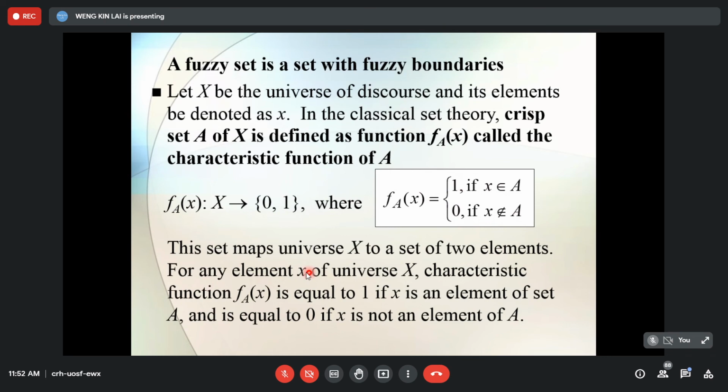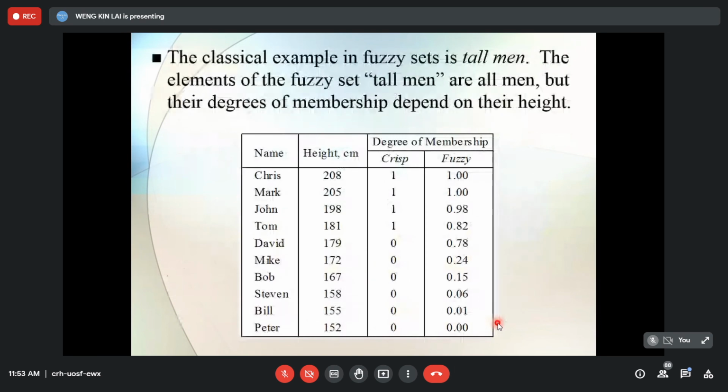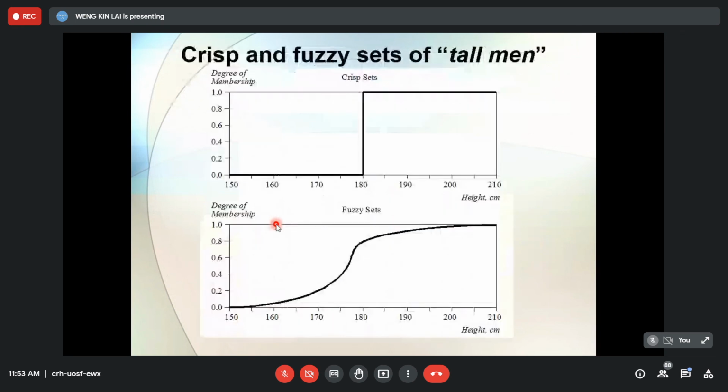So for any element x, in this case, Tom, John, David, and so on and so forth, the characteristic function f_A of x is equal to 1 if x, the element inside this vector, is an element of the set A, belongs to tall men, and equal to 0 if x is not an element of A, so it's not belonging to the set of tall men. So in our example here, you can see that only Tom, John, Mark, and Chris belong to this set of tall men.